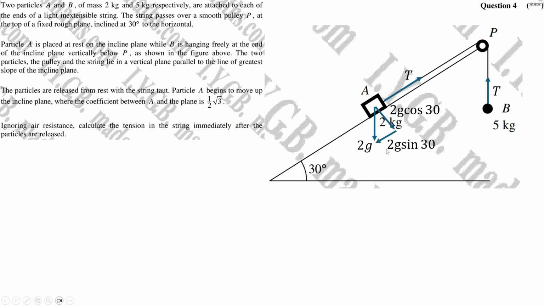Anyways, here, so sine 30 degrees is just a half. So half times 2g is just g. And then here, this is just root 3g. Okay, so we can replace that with that. What else? So we've got the coefficient.